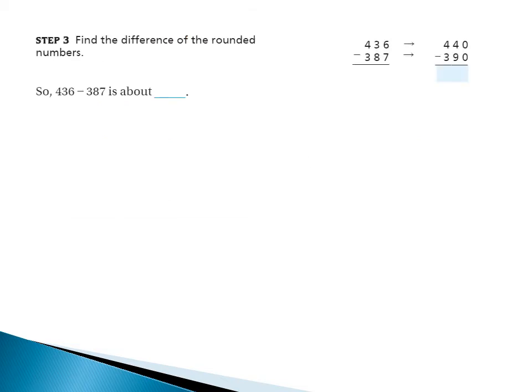Step 3. Find the difference of the rounded numbers. 440 minus 390 equals 50. So 436 minus 387 is about 50.